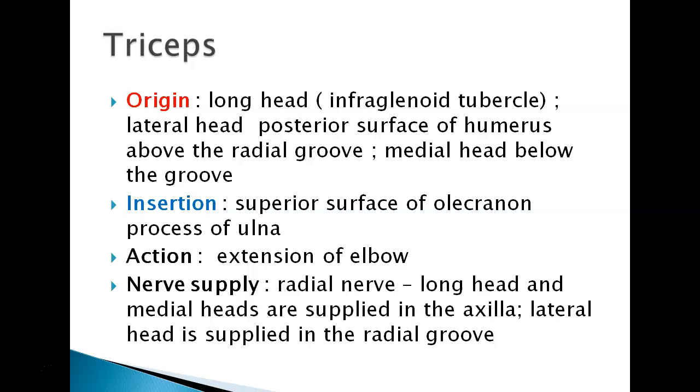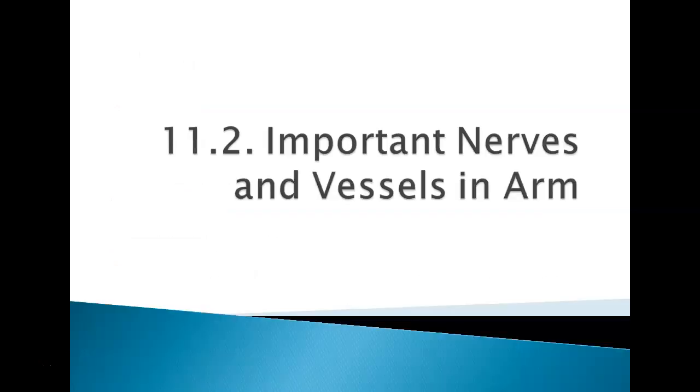Coming to insertion, it inserts into superior surface of olecranon process of ulna. The action of triceps is extension of elbow. Nerve supply. The nerve supply of the triceps is radial nerve. Long head and medial heads are supplied in the axilla, whereas the lateral head is supplied in the radial groove. So we have completed the biceps and triceps muscles, and we will be proceeding to important nerves and vessels in the arm.